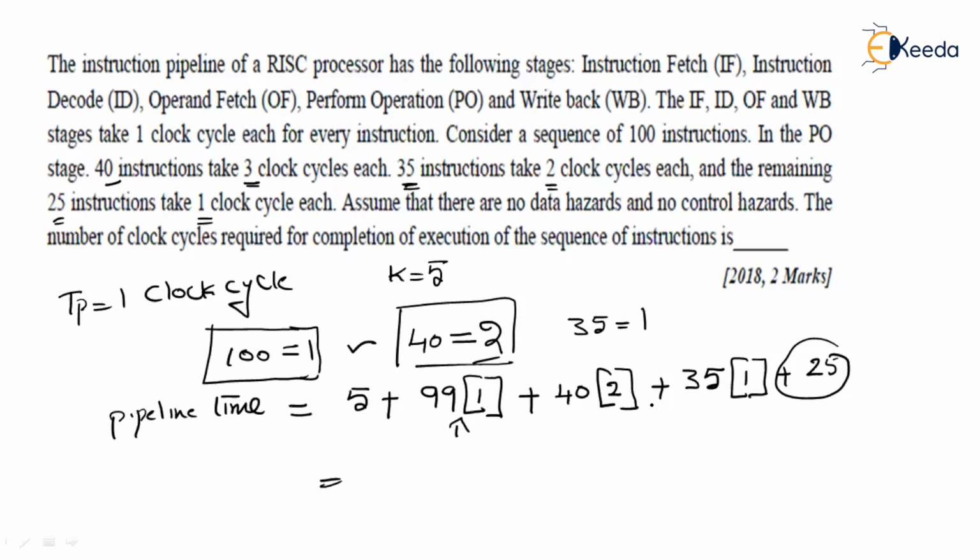Pardon, it has to be 40 into 2. That is, I will redo it. 5 plus 99 plus 80 plus 35, which is equal to 219. This is the answer.